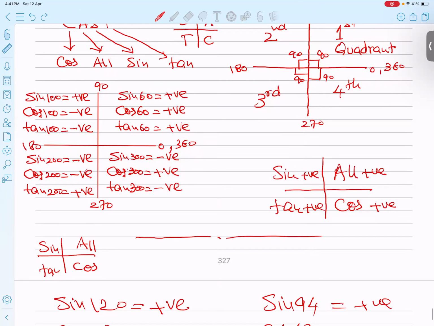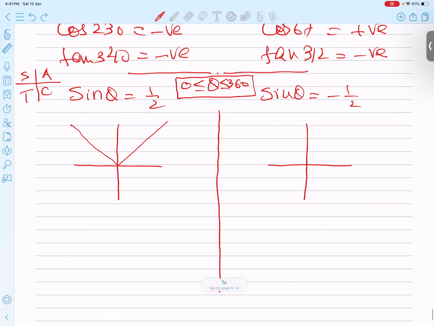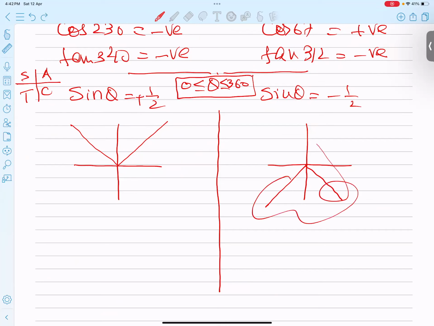That is why, students, I will make one line here, one line here. You must be expert in making lines. Why did I draw this line here? Because sine is positive. And why did I draw lines here? Because sine is negative. So job number one is over.